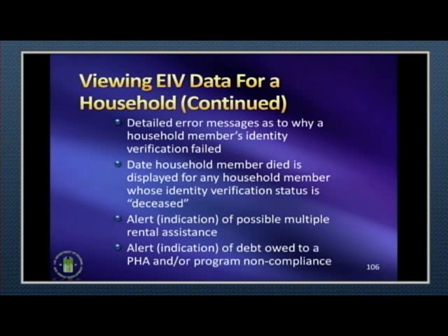So if you never run any of the EIV standalone verification reports, if you're doing annuals or interim reexaminations, all of that information is clearly outlined on the EIV income report. If someone is deceased, that information is also listed on there with the date of death, if in fact there is a date of death provided.